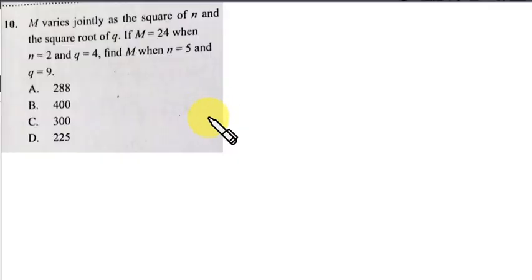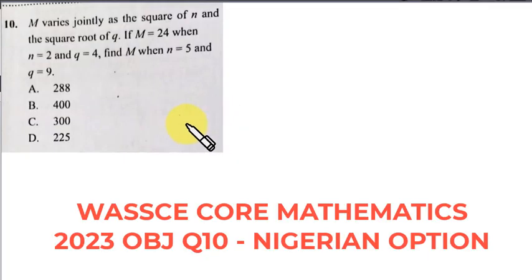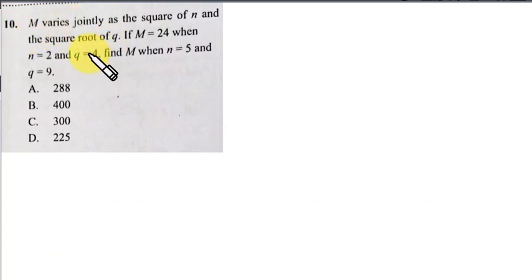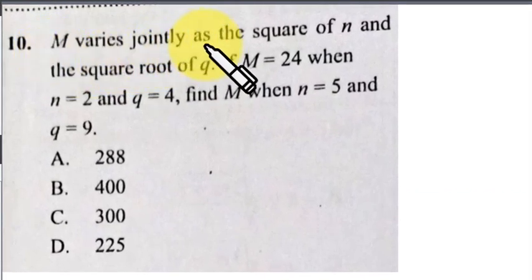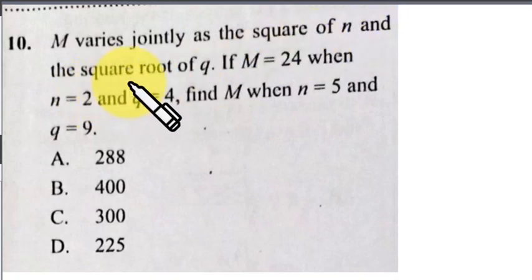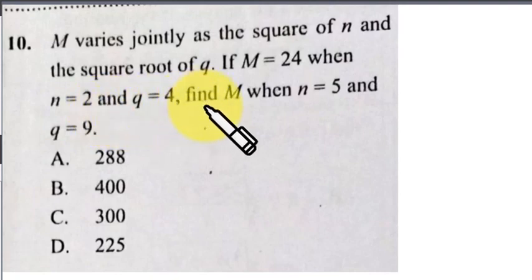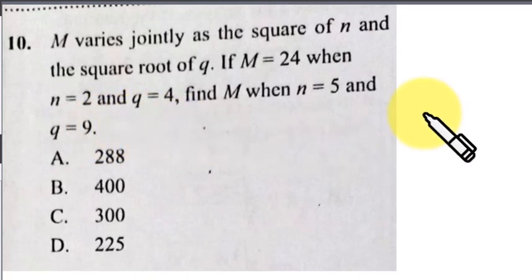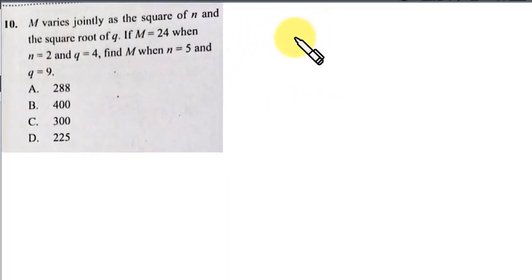In this video, we look at the WASSCE 2023 General or Core Mathematics paper, and this one is joint variation. It says that m varies jointly as the square of n and the square root of q. If m equals 24 when n equals 2 and q equals 4, find m when n equals 5 and q equals 9. So that is a joint variation question.